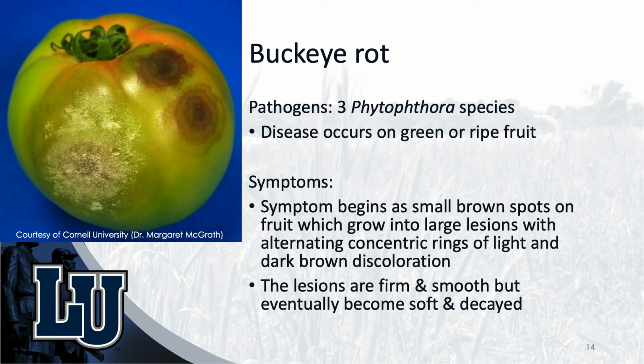This disease occurs on both green as well as ripe fruit. Initially, it starts with a brown colored lesion or spot, and as the disease advances, you can see concentric rings, with light and dark brown circles, which you can clearly recognize.